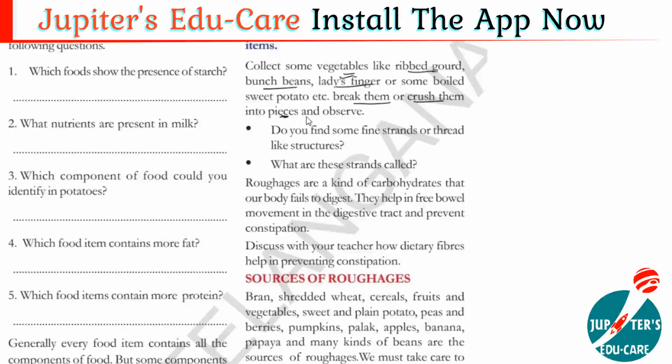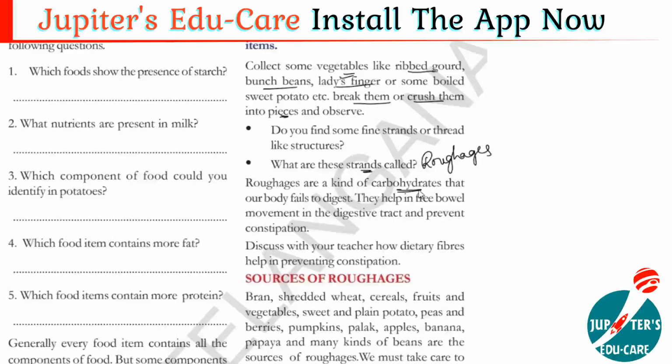When we observe the potato after boiling, you can observe some fiber-like structures in it. So these strand-like structures are nothing but roughages. What are these strands called? Roughages. Roughages are a kind of carbohydrate.